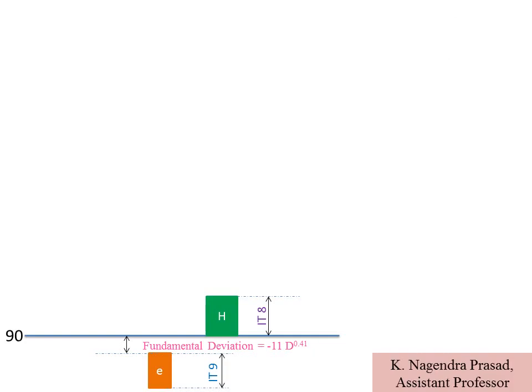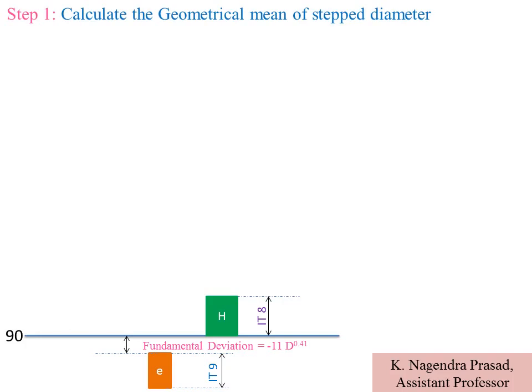After the schematic representation, first we have to find the geometric mean of the step diameter. In the problem the basic size is 90 mm, which lies in the range of 80 and 100. So the geometrical mean diameter, that is capital D, is equal to the root of 80 into 100. So that is the value of 89.5 mm.